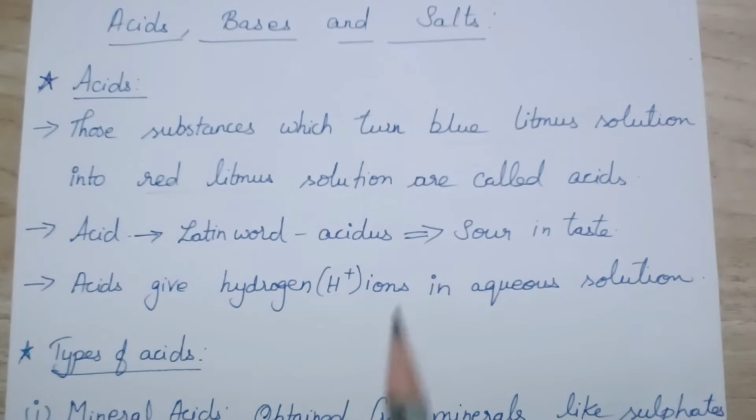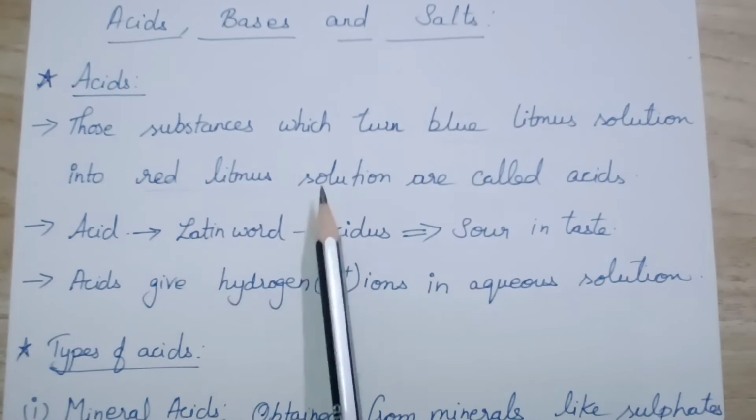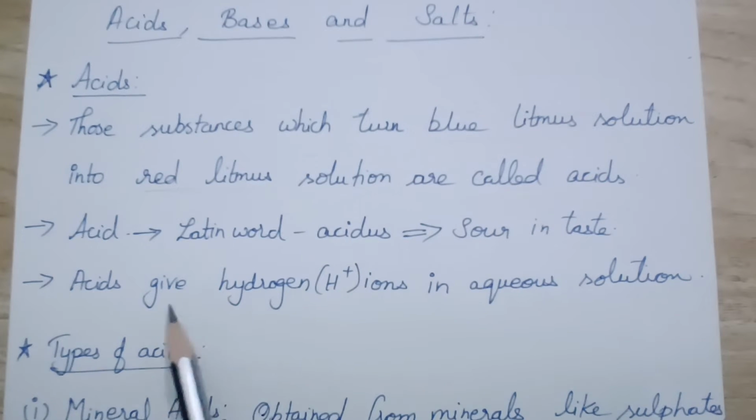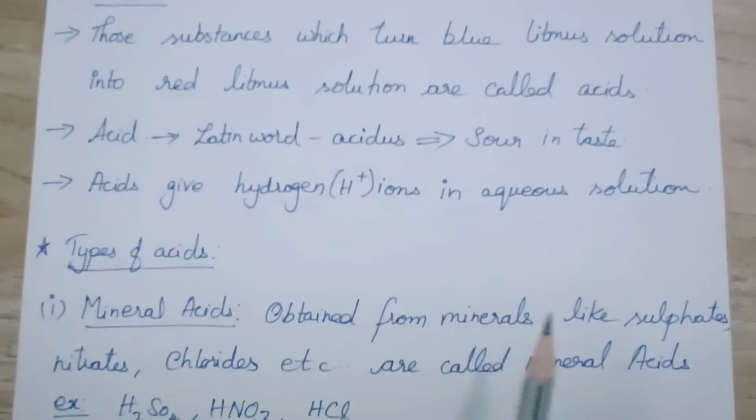So what is meant by acid? It turns blue litmus solution into red litmus. It is sour in taste. It gives hydrogen ions in aqueous solution. That means aqueous solution means what? In water. Next we'll move to the types of acid.